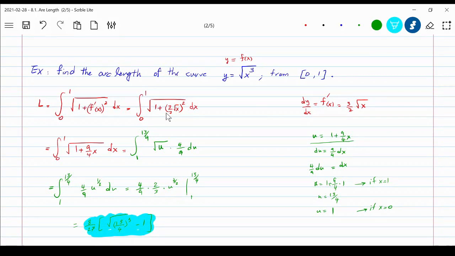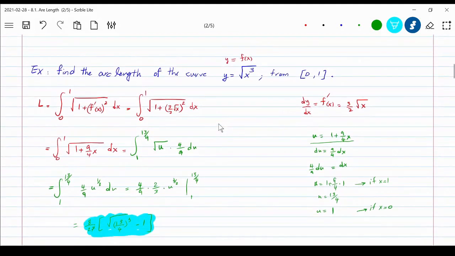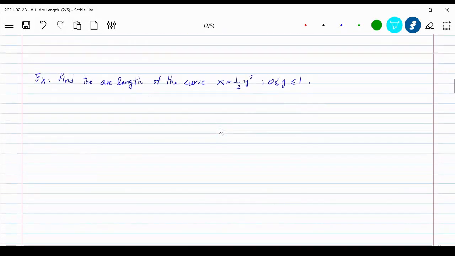Okay, so basically if you find the derivative, then it's nothing more than calculating the integral. And for that, you have learned the integration techniques. You can use those. Here's another example. Find the length of the curve x equals 1/2 y squared over the interval. You notice that here it's not y equal to f of x. This is not the case. What we have is x equals f of y.